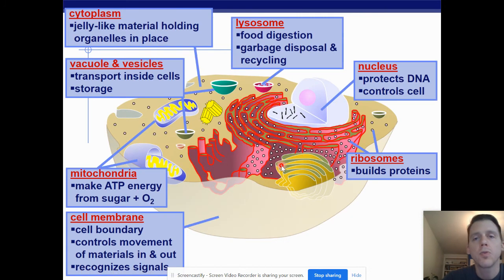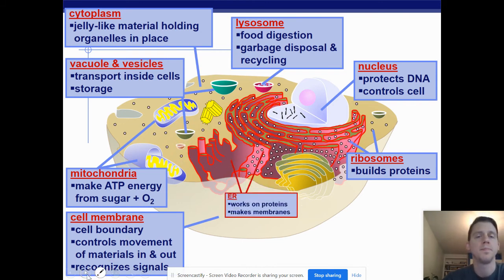So highlighted in red is the ER. The stuff with the ribosomes is the rough ER. The stuff without the ribosomes is the smooth ER.